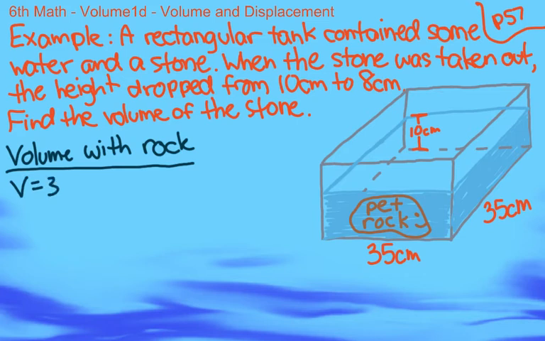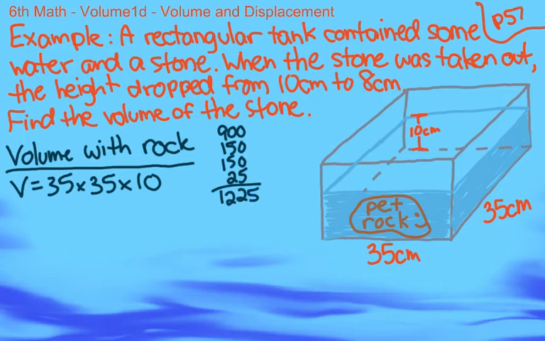And that's 35 times 35 times 10. Let's do a little partial mental math. 30 times 30 is 900. 5 times 30 is 150 twice. And then 5 times 5 is 25. So that, my friends, is 900 plus 300 plus 25, which is 1225. Times 10 is 1225 with a 0 on the end. The volume with the rock is 12,250 centimeters cubed.